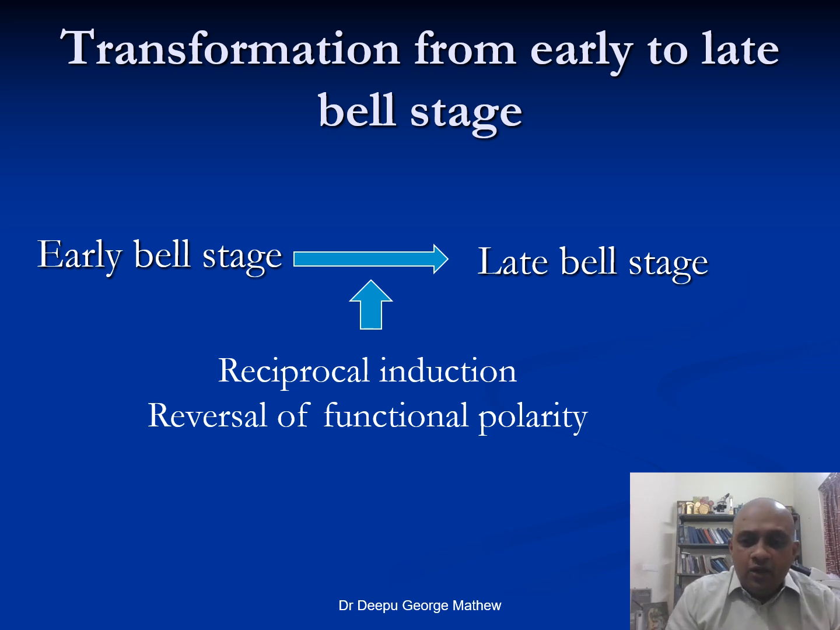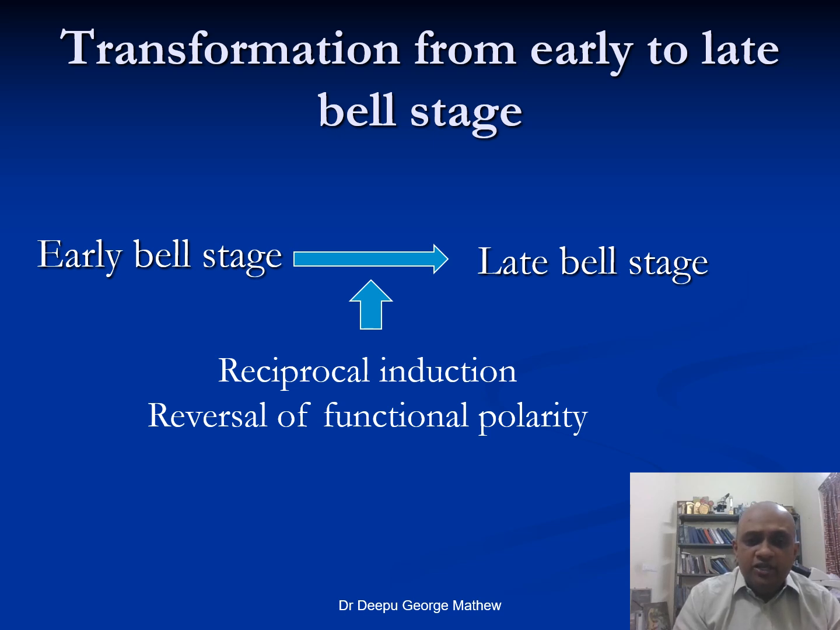Now we have finished the components of all the tooth germ, and we have seen what their function is and how they appear and what happens to them during the advanced bell stage. Now let us talk about what happens during the transformation from the early to the late bell stage.